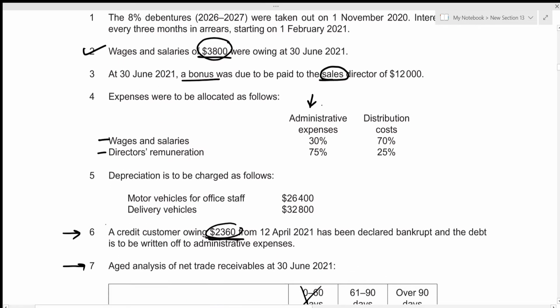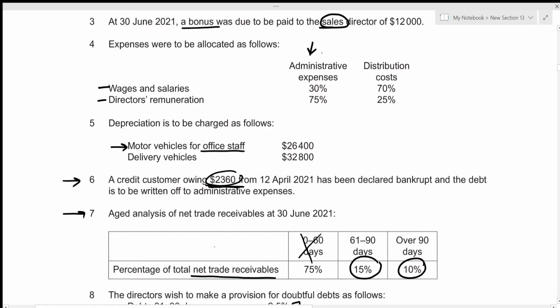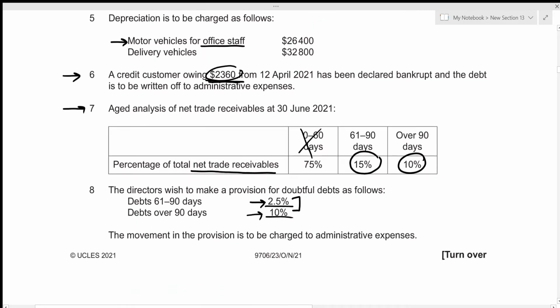Then we have depreciation. So the first one is motor vehicles for office staff. So administrative expenses actually record all of those expenses regarding office, right? So since this is a motor vehicle utilized for office staff, this depreciation should also be charged towards the administrative expenses. Then we have the amount to be written off to administrative expenses. So obviously this should also be recorded. Then the provision for doubtful debts is to be charged to administrative expenses.